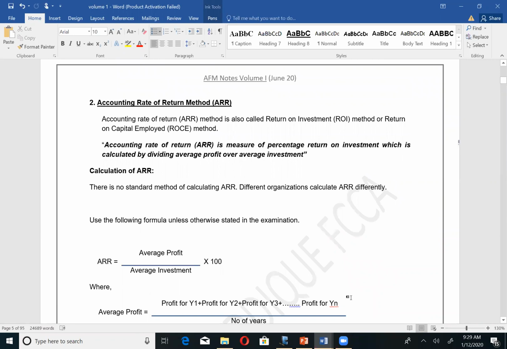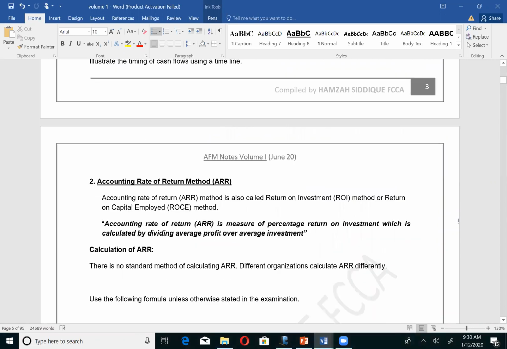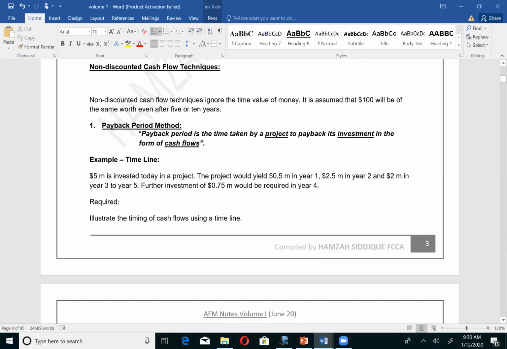Now, accounting rate of return. Students, kindly note down 2-3 disadvantages over here. I just want to discuss that. Payback has an advantage: it is a cash flow based technique, not profit based.